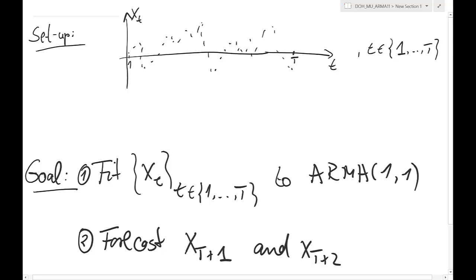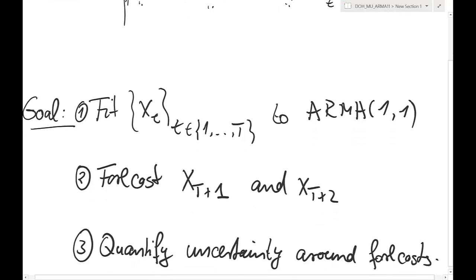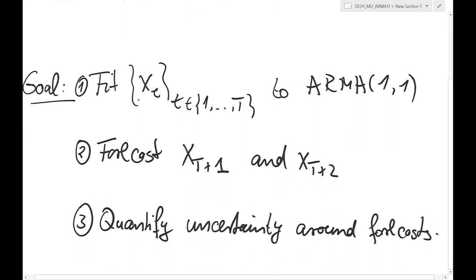Now, what's the goal of this tutorial? As I've said, first of all, we want to fit that x_t for our training set to an ARMA(1,1) model. The second thing, once we have done that, is we now want to make a forecast for t+1 and t+2. Think about t as the last observation in our training set, and therefore that will be our first forecast for the test set, t+1, and here t+2.